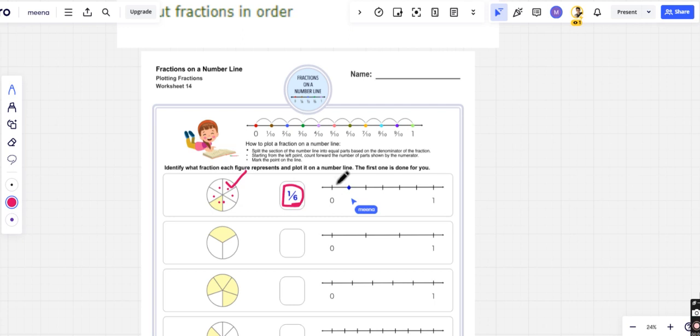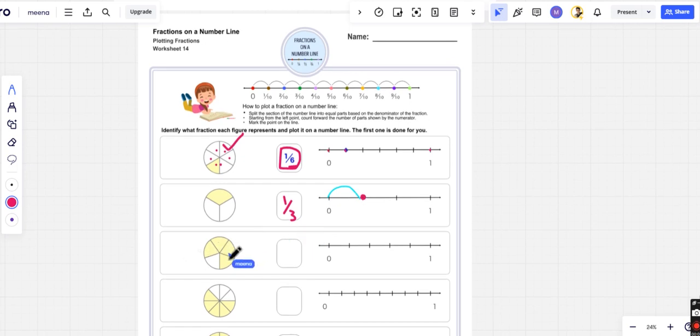And if we want to graph this fraction on the number line, check it. From 0 to 1, we have 1/1, 1/2, 1/3, 1/4, 1/5, and 1/6. Understand? Similarly in the second one, 1 is shaded out of 3. So 1 is shaded. This is first, second, and third. Where does it exist on the number line? 1 out of 3. Understand?